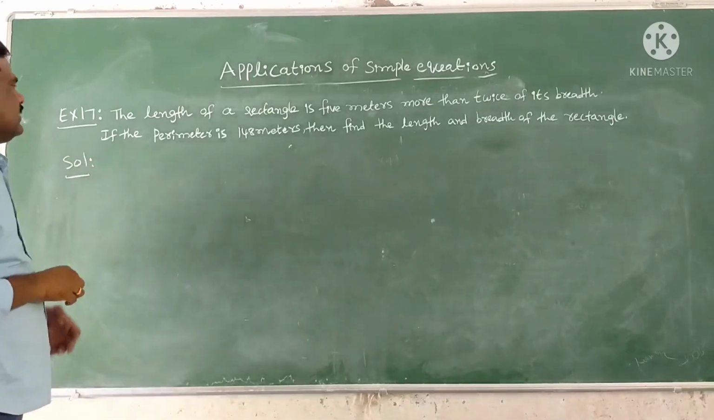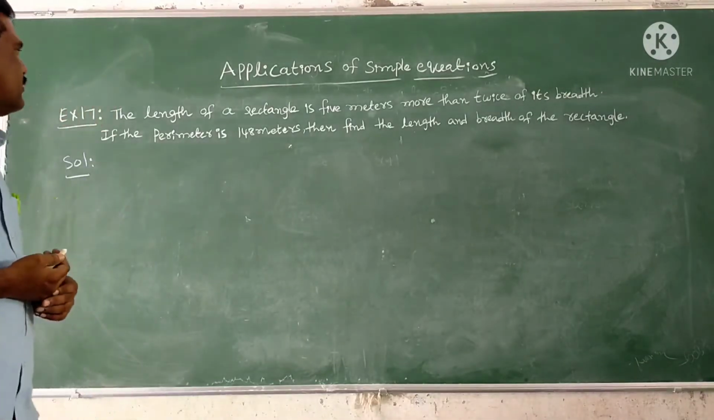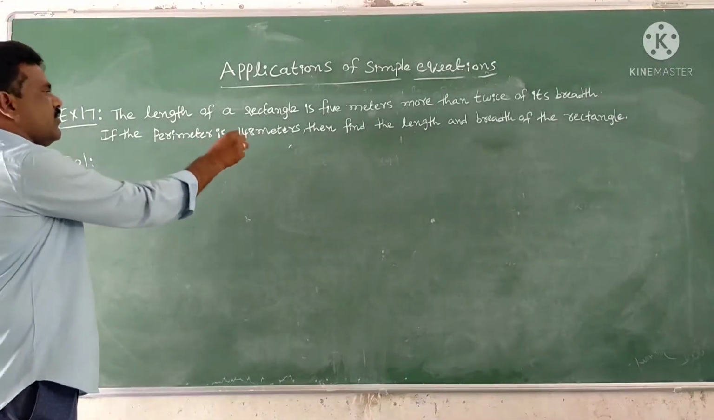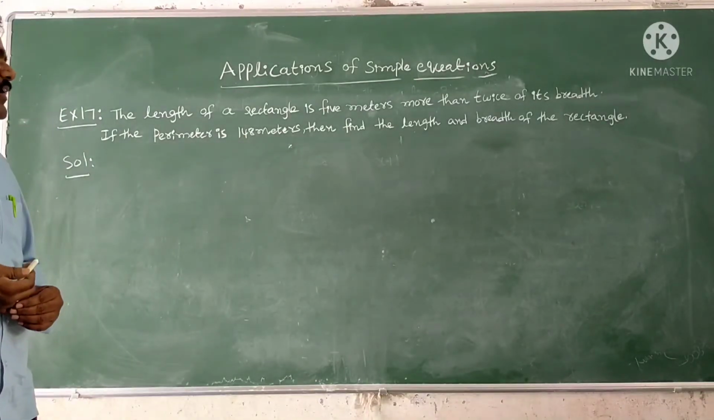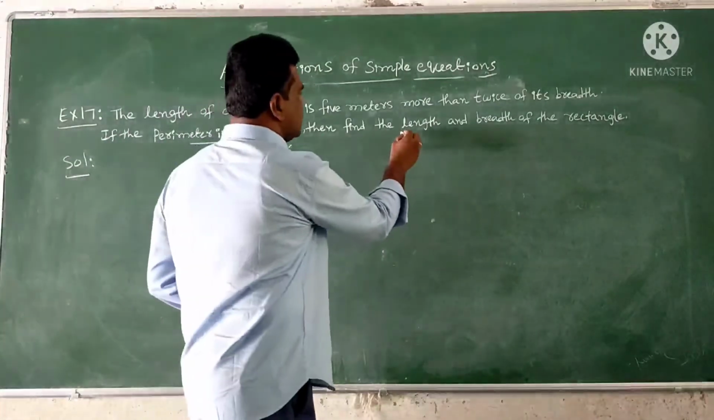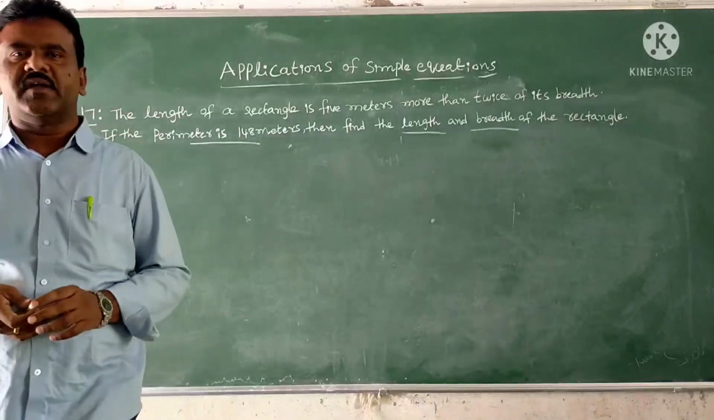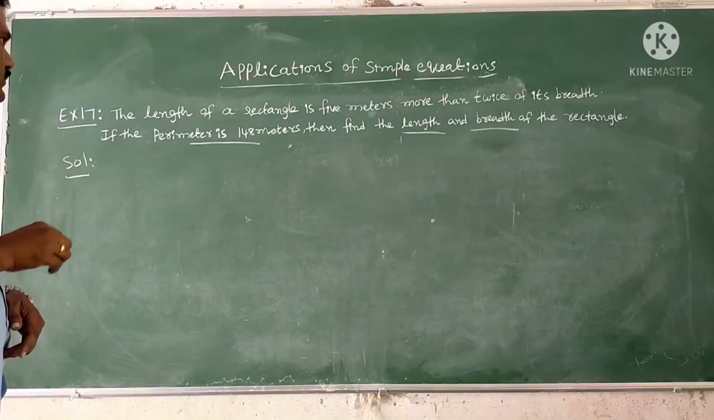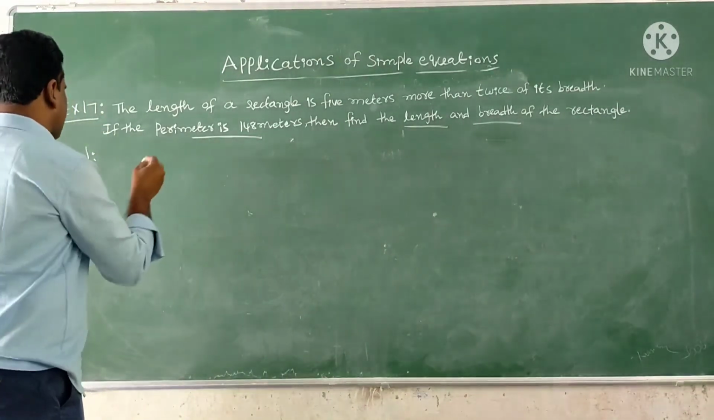Children, in this problem, what is given? The perimeter of the rectangle, 148 meters, is given. What is required? The length and breadth of the rectangle are required.